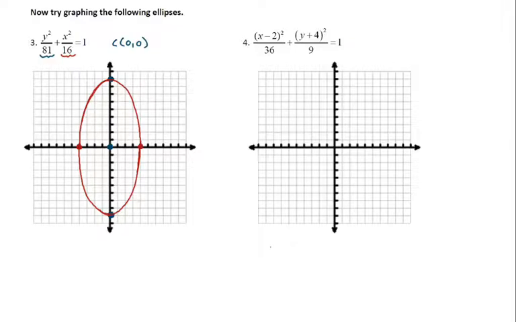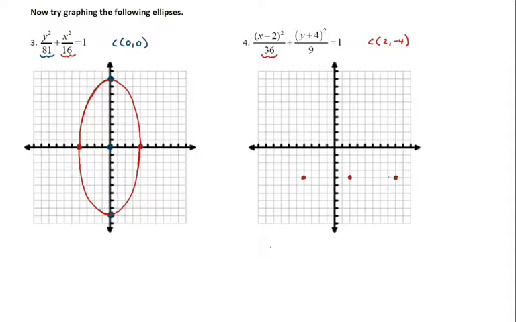So for number 4, I'm going to first identify the center, and the center is going to be 2, -4. So I'm going to plot that point. And then 36 is the denominator of x, which means the square root of that is 6. So I should graph left and right of center 6 units. So 6 units to the right, 6 units to the left. And there's a name for those points that we'll identify here in a second.